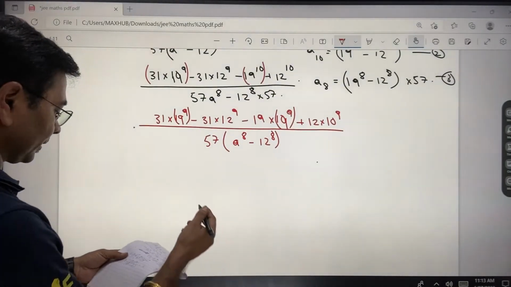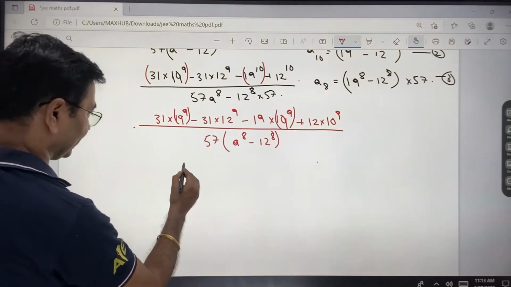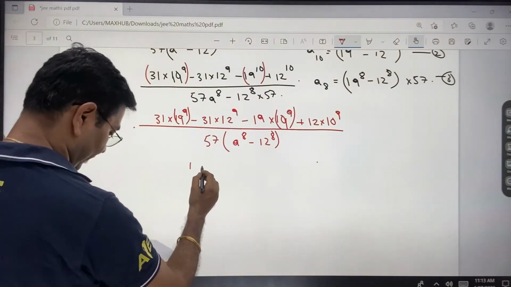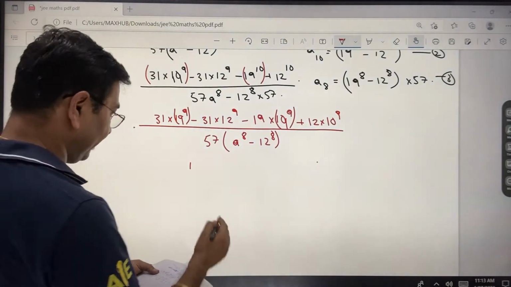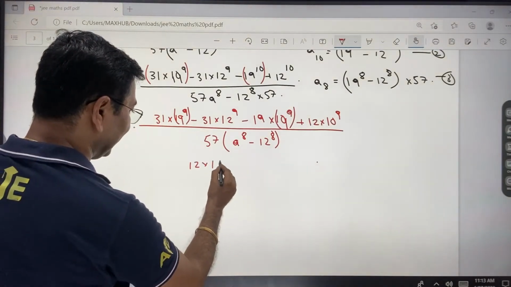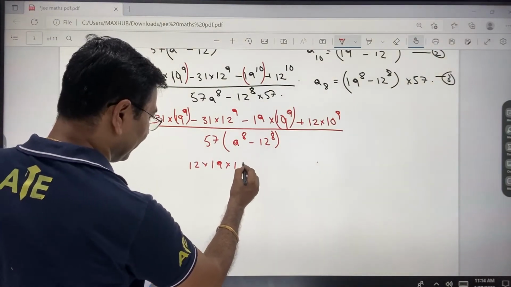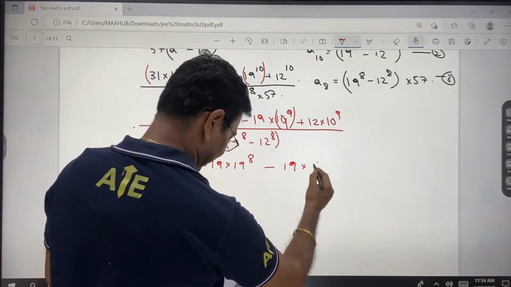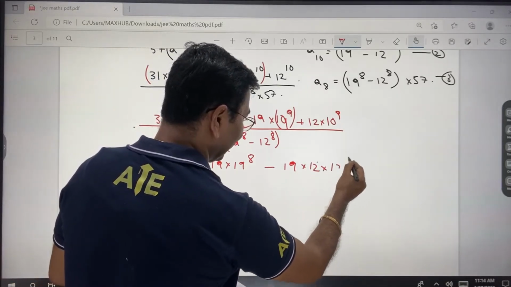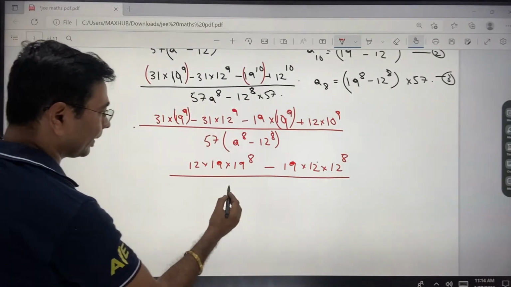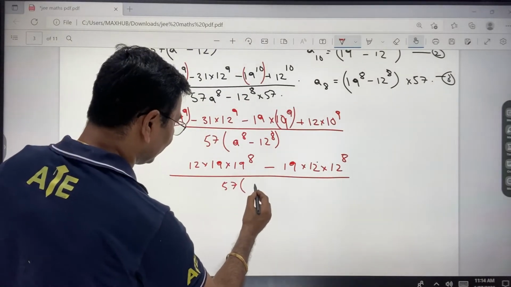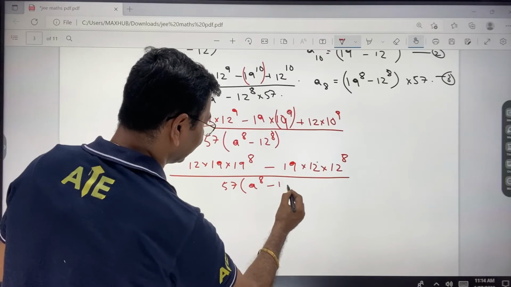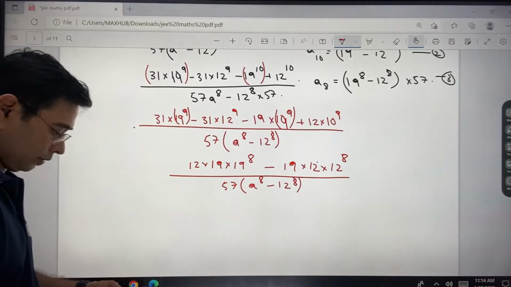And when I subtract this, I get it as 12, one 12 comes, one 19 comes, one 19 to the power 8 comes, minus one 19 comes, one 12 comes, one 12 to the power 8 comes, divided by 57 into a to the power 8 minus 12 to the power 8. Now check this out.